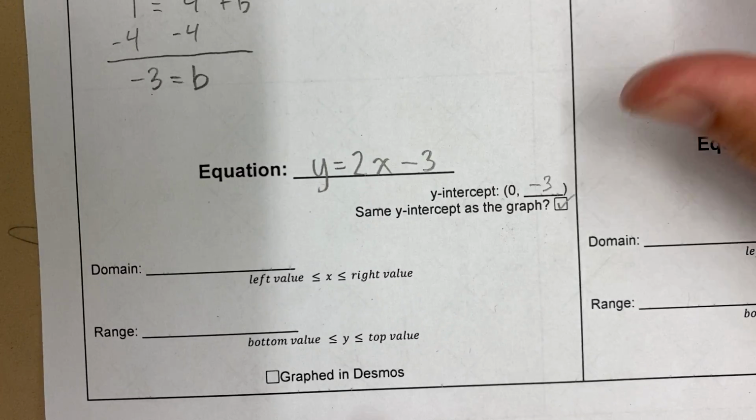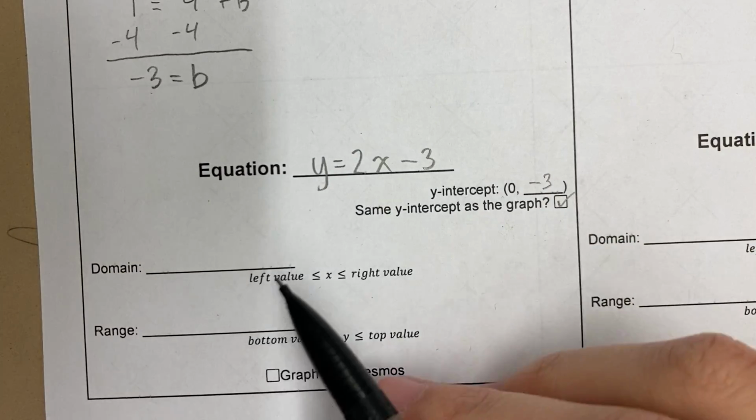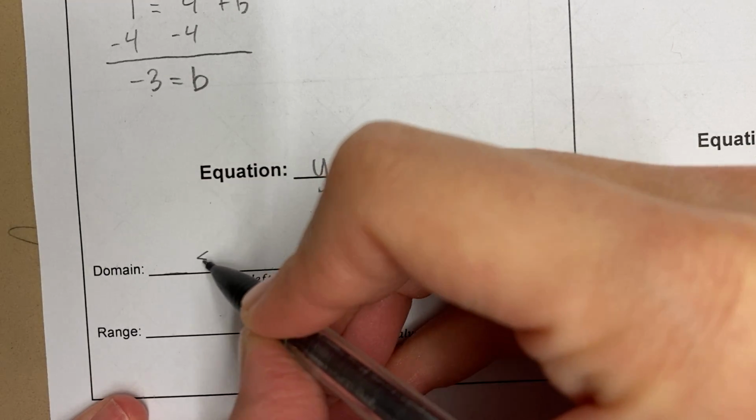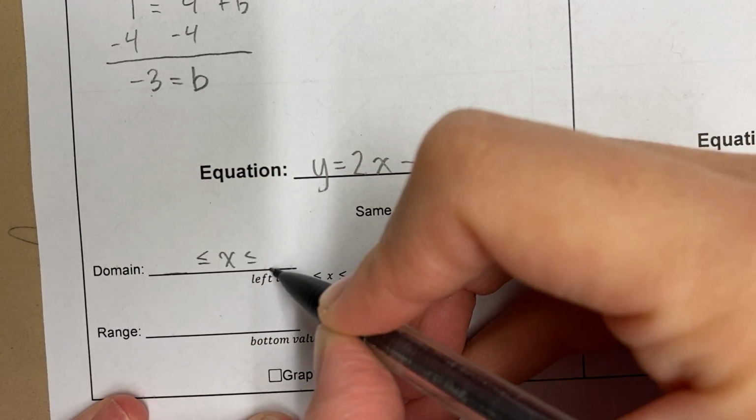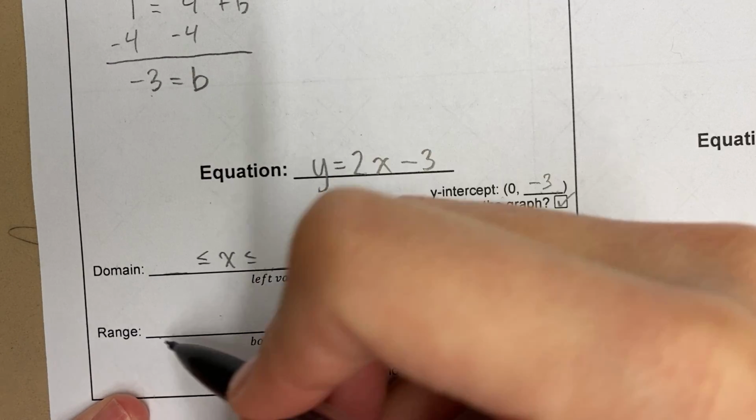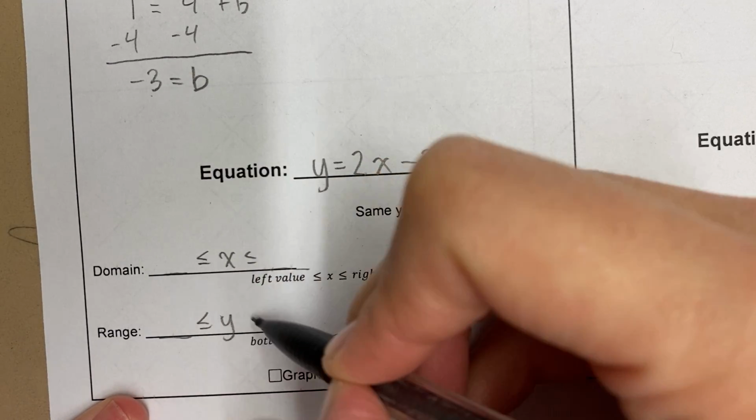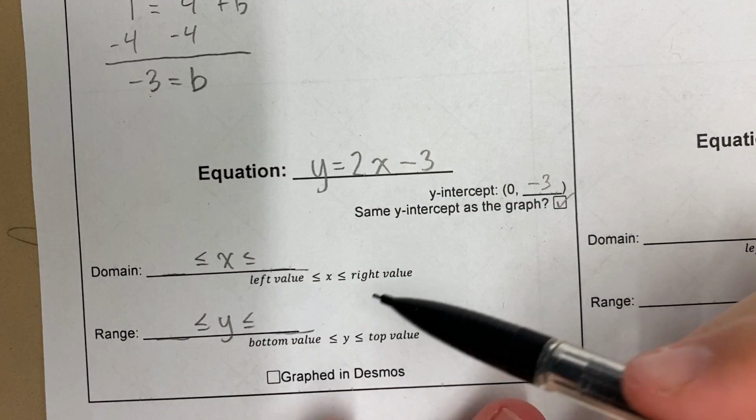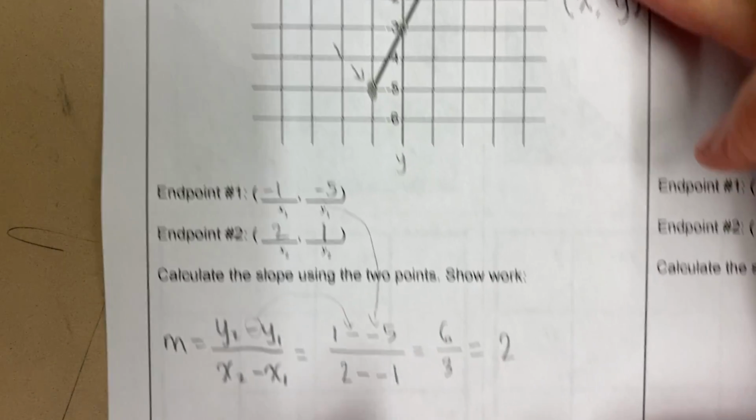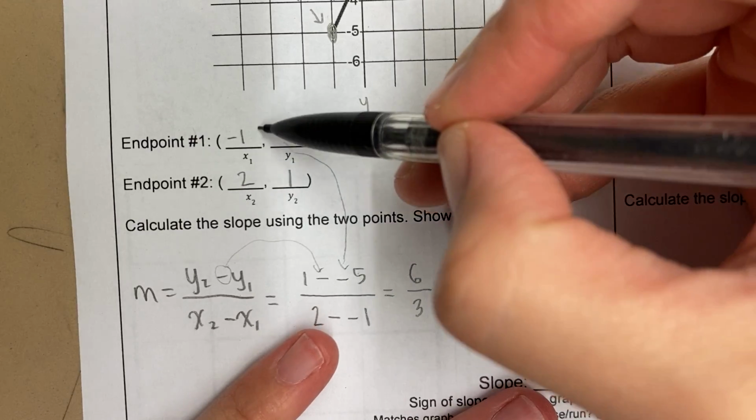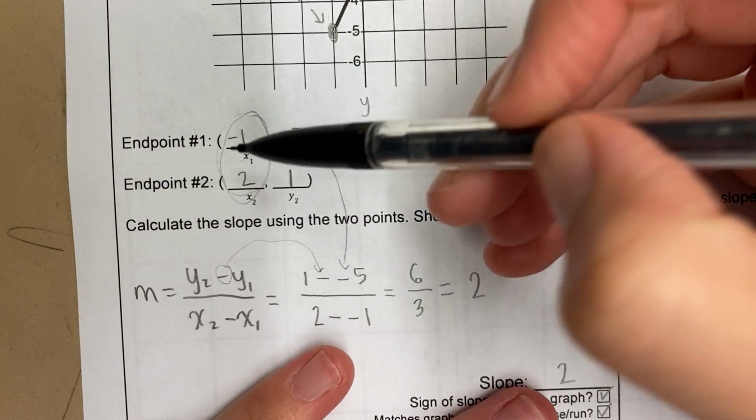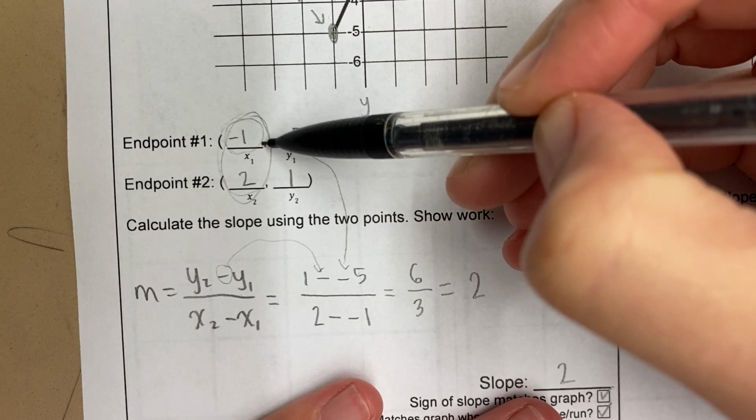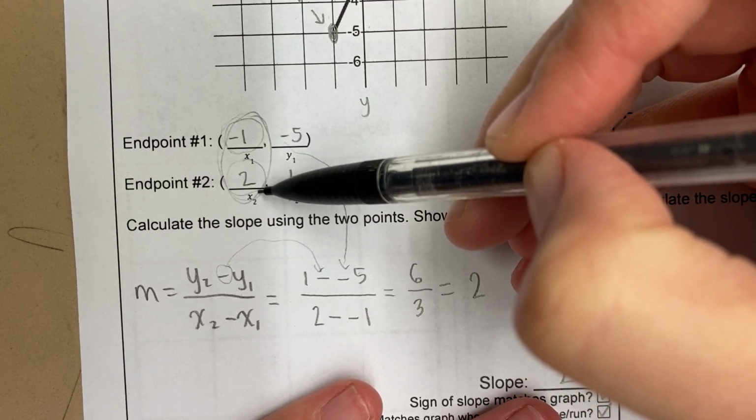Okay, now domain, this is the left value, like this: left value, less than or equal to x, less than or equal to right value. Same here, this is range: bottom value, less than or equal to y, less than or equal to top value. Now, we can look at the graph. We can also look at the points, right? So for example, these are the x values. I can just look, my smaller x value is here. That's going to be my left. My larger x value is here. That's going to be my right.